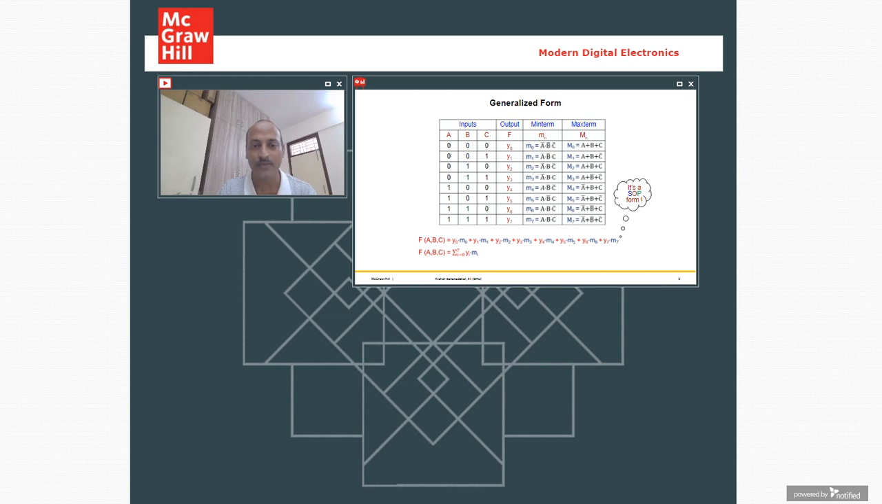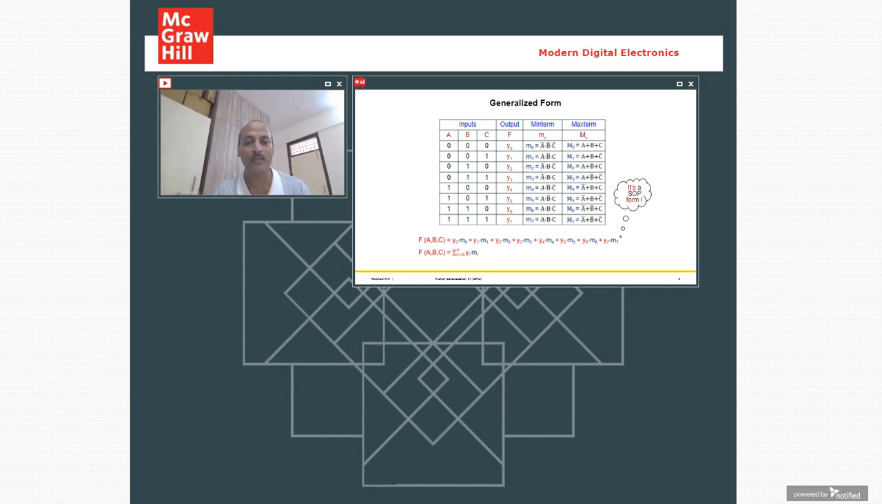So if y0 is equal to 1, then y0 times the min term is nothing but 1 dot a bar, b bar, c bar. So finally the output will be a bar, b bar, c bar. And we can add all such n number of terms whatever there are. So in this expression there are 8. So we can say y0 m0 plus y1 m1 plus y2 m2 till y7 m7. So it is nothing but a sum of product format, right?